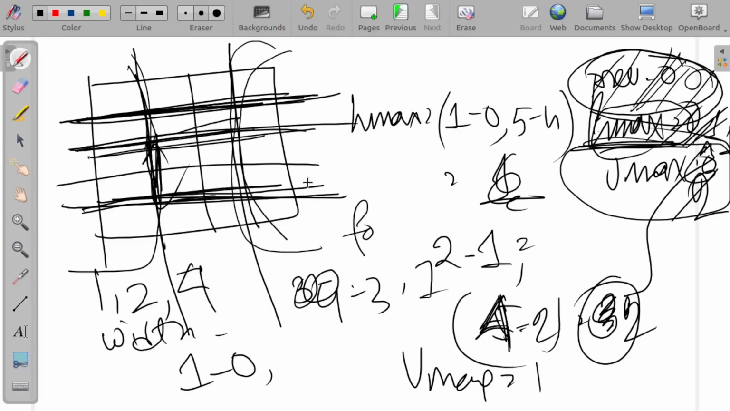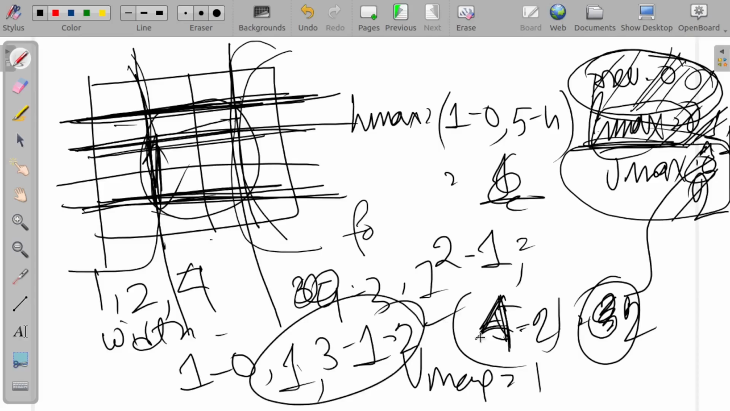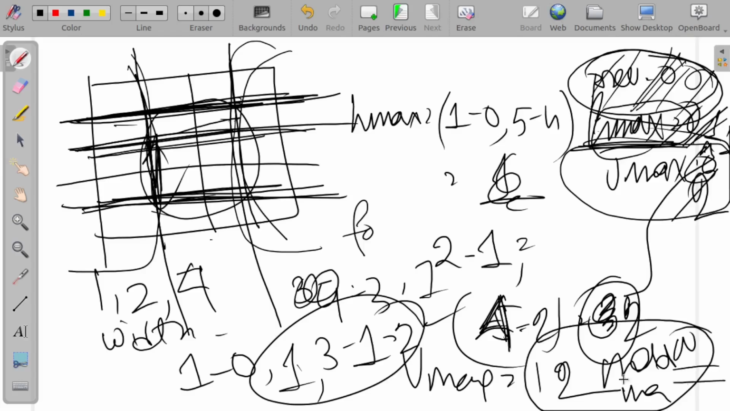And for the other case, if I take the difference in between, so 1 and 3, so 3 minus 1, that is 2. So the previous one is 1, so the maximum is 2. So right now max width is 2 and max height is 2. So if I multiply them, 2 into 2, that is 4.